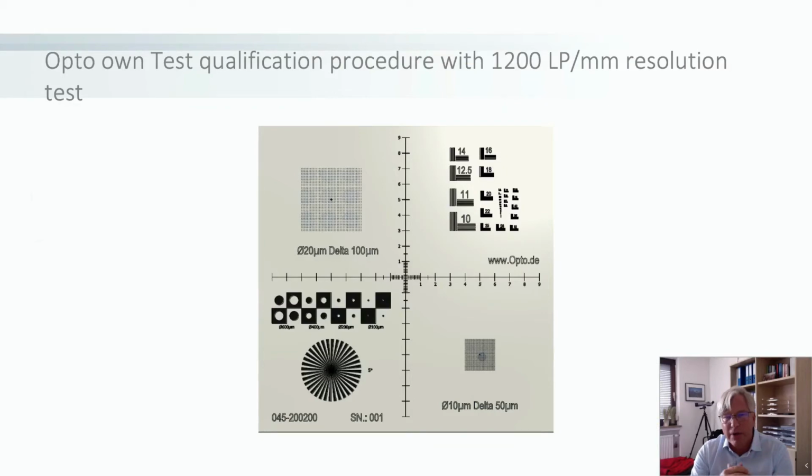These are pre-calibrated, so normally no calibration is necessary. But to show customers how to compare with an existing microscope or an existing setup, we make our own calibration targets or particle targets, here up to 1,200 line pairs per millimeter.